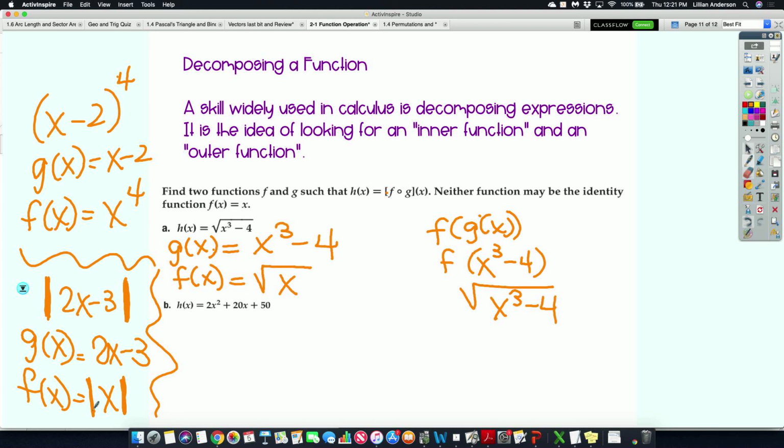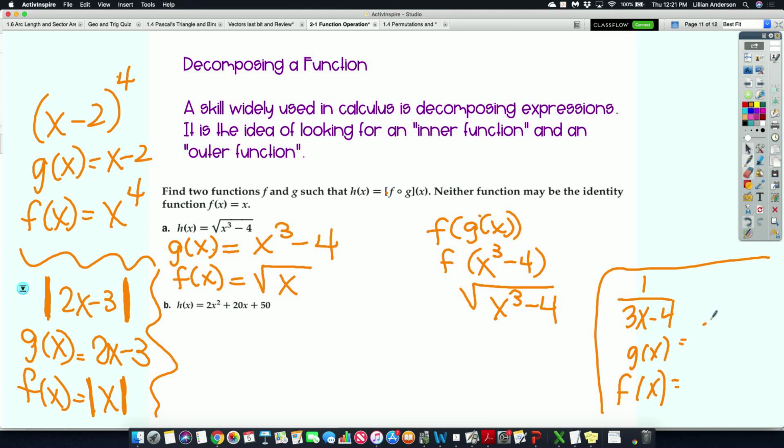Let's do another one before we get to B. I want to make sure you got this. This one's going to be interesting. So then the inside function is the 3x minus 4, and the outside is the 1 over x. Do y'all see that? In lesson 1-3, I reintroduced you to this function, the reciprocal function. If I take g and plug it into f, don't I get 1 over the whole expression?